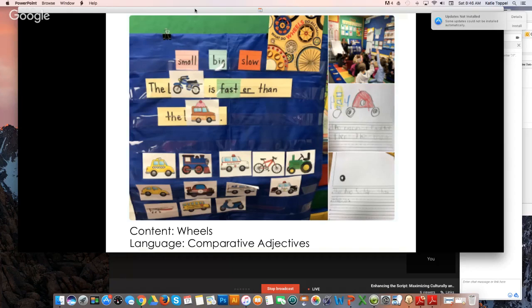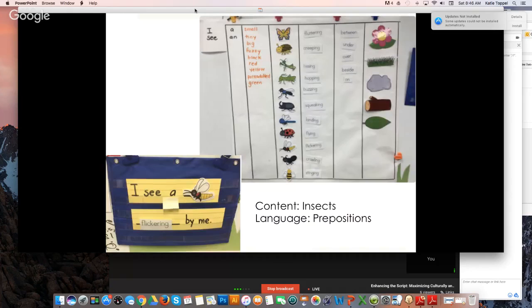It just added language. Another sentence patterning chart having to do with insects, and this particular focus was prepositions. So we paired actions with the preposition words and had students piece these together. This represents a lot of instruction.